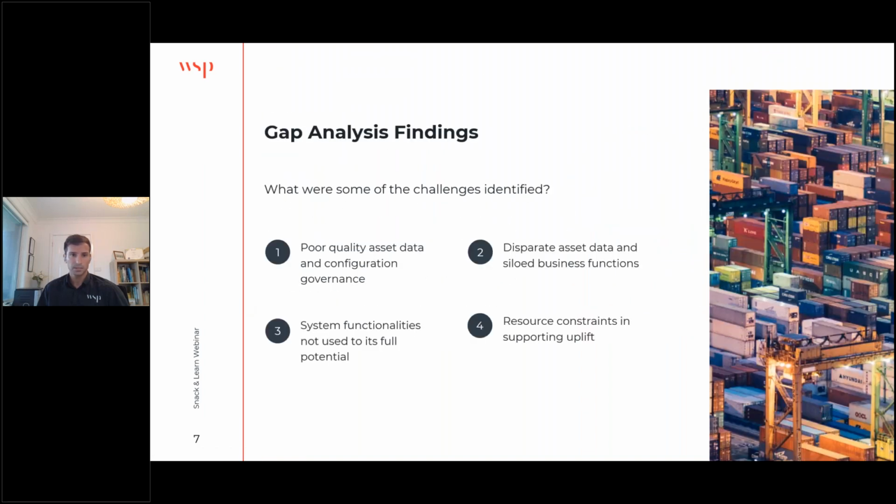During the gap analysis, we uncovered some challenges the port was facing in relation to their asset information systems, including 1, poor quality asset data and configuration governance. And when we say poor quality, this included data that was not up to date, missing data, or even in some cases, duplicated entries for a single asset. Sometimes the knowledge of assets was sitting with the individuals, but not the organisation, and there was no consolidated view of the current asset portfolio. Because this information was not fully available, it had the potential to bring significant risks to the business.